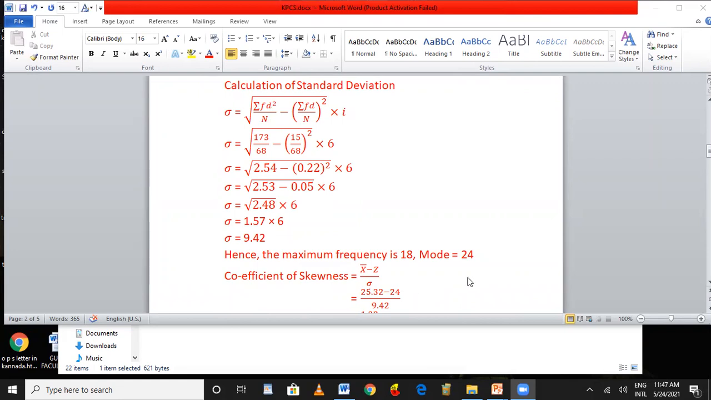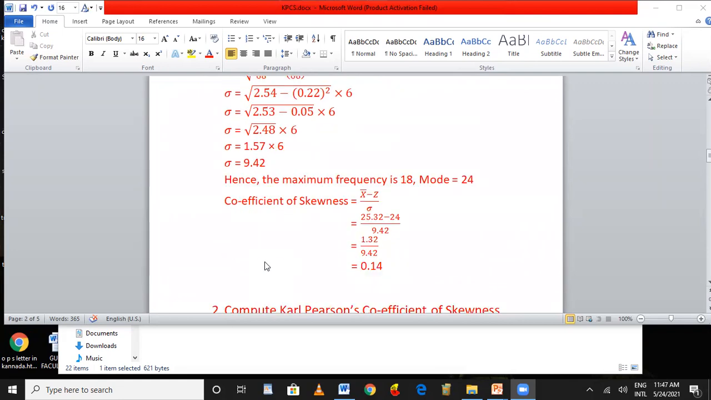Hence the maximum frequency gives the mode, which is equal to 24. Now we have to apply the formula for the skewness. According to Karl Pearson, skewness is equal to mean minus mode over standard deviation.